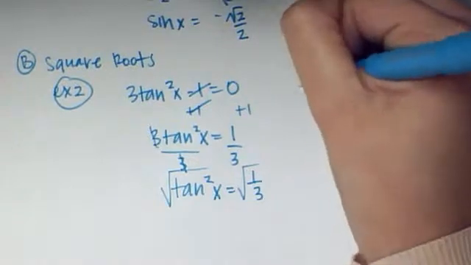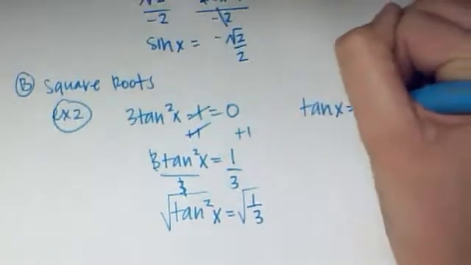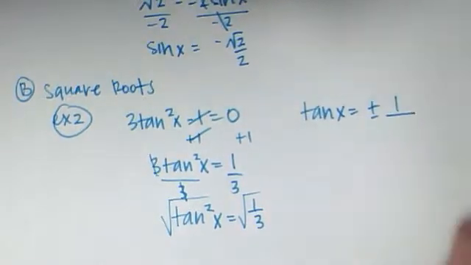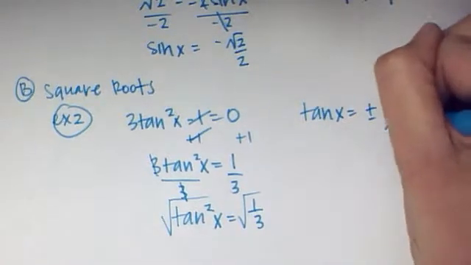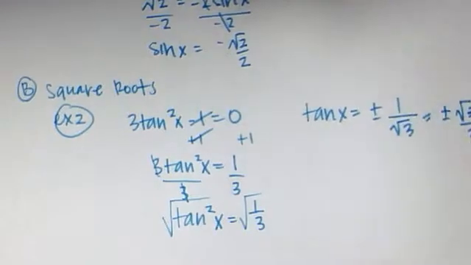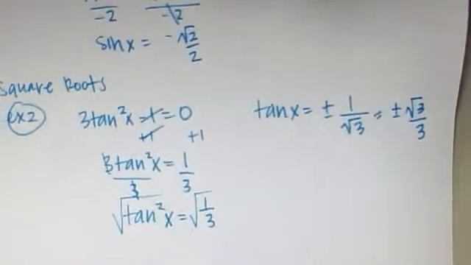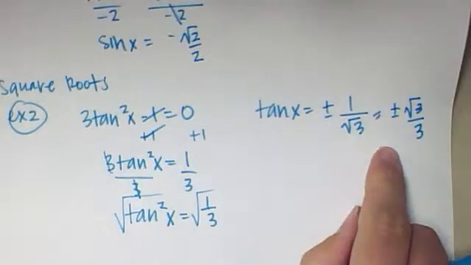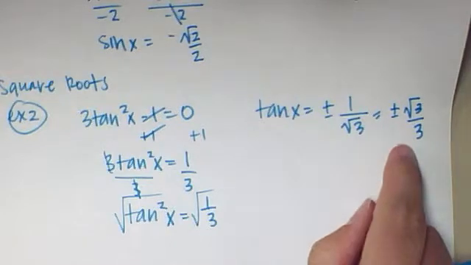Remember, when you take the square root of something, you're technically taking the positive or minus square root. The square root of 1 is 1, and the square root of 3 is square root of 3. In the past, we've always rationalized that so we can get rid of the square root on the bottom, and I'm going to do that again here. And so my final answer is tangent of x equals plus or minus the square root of 3 over 3.